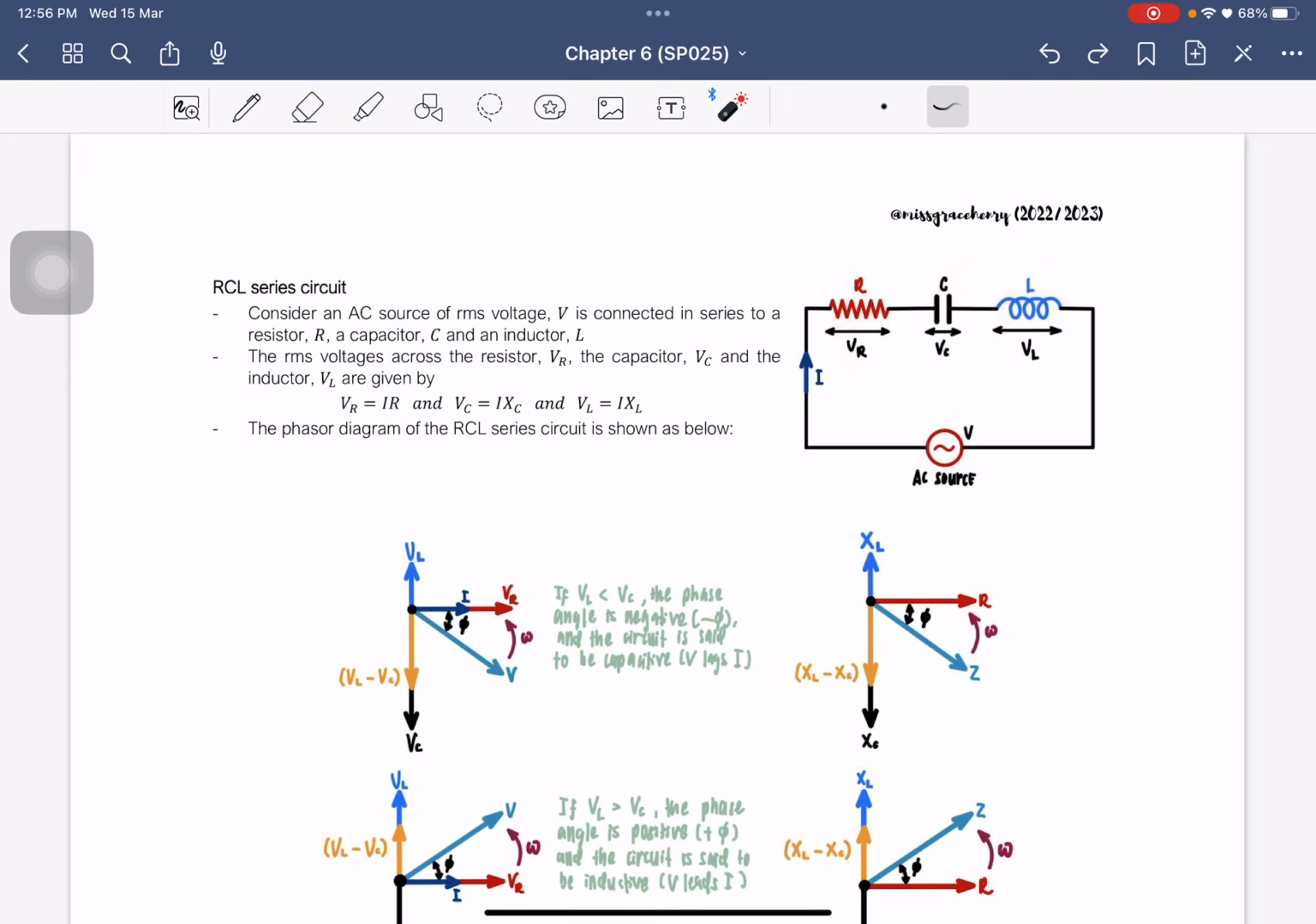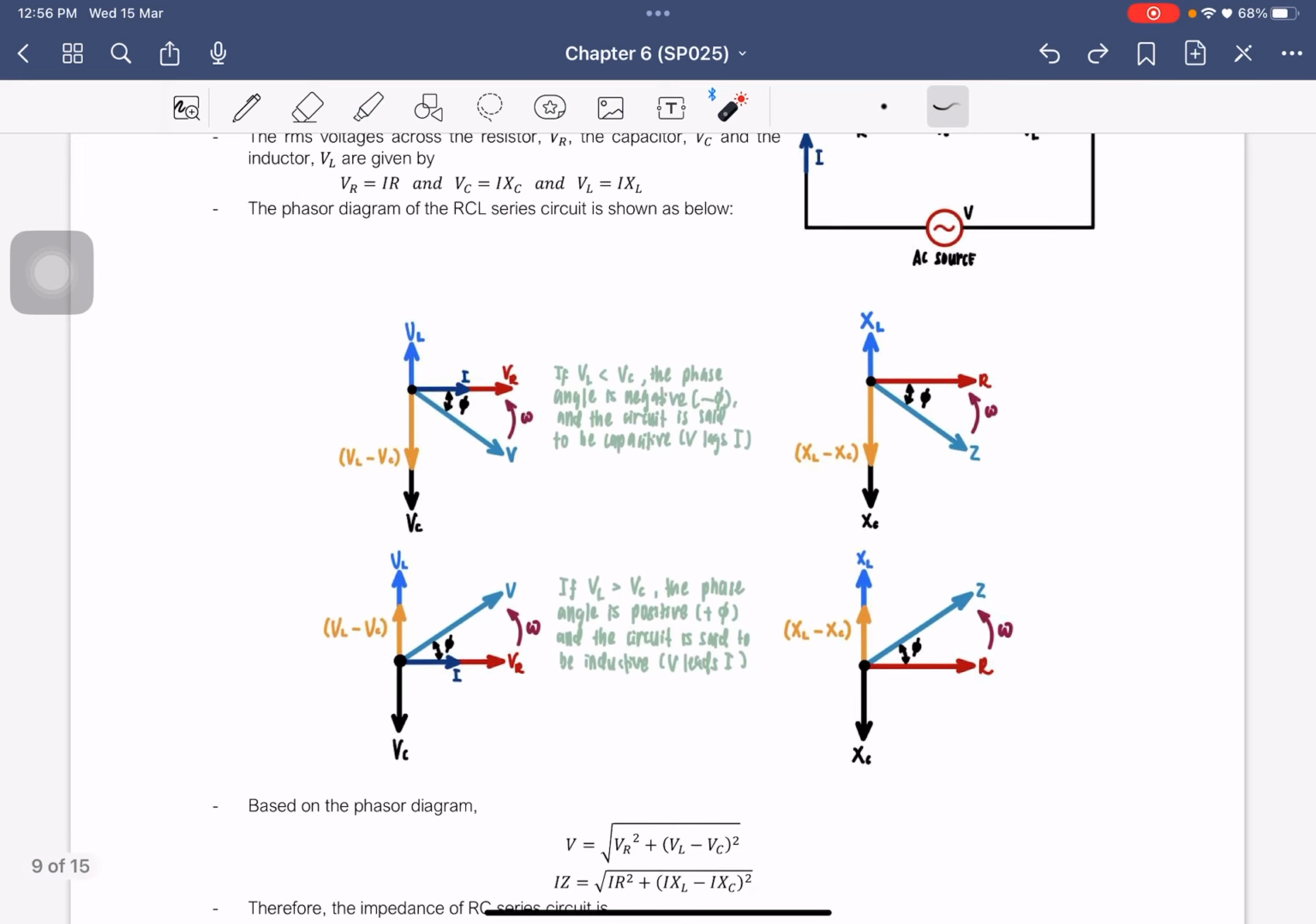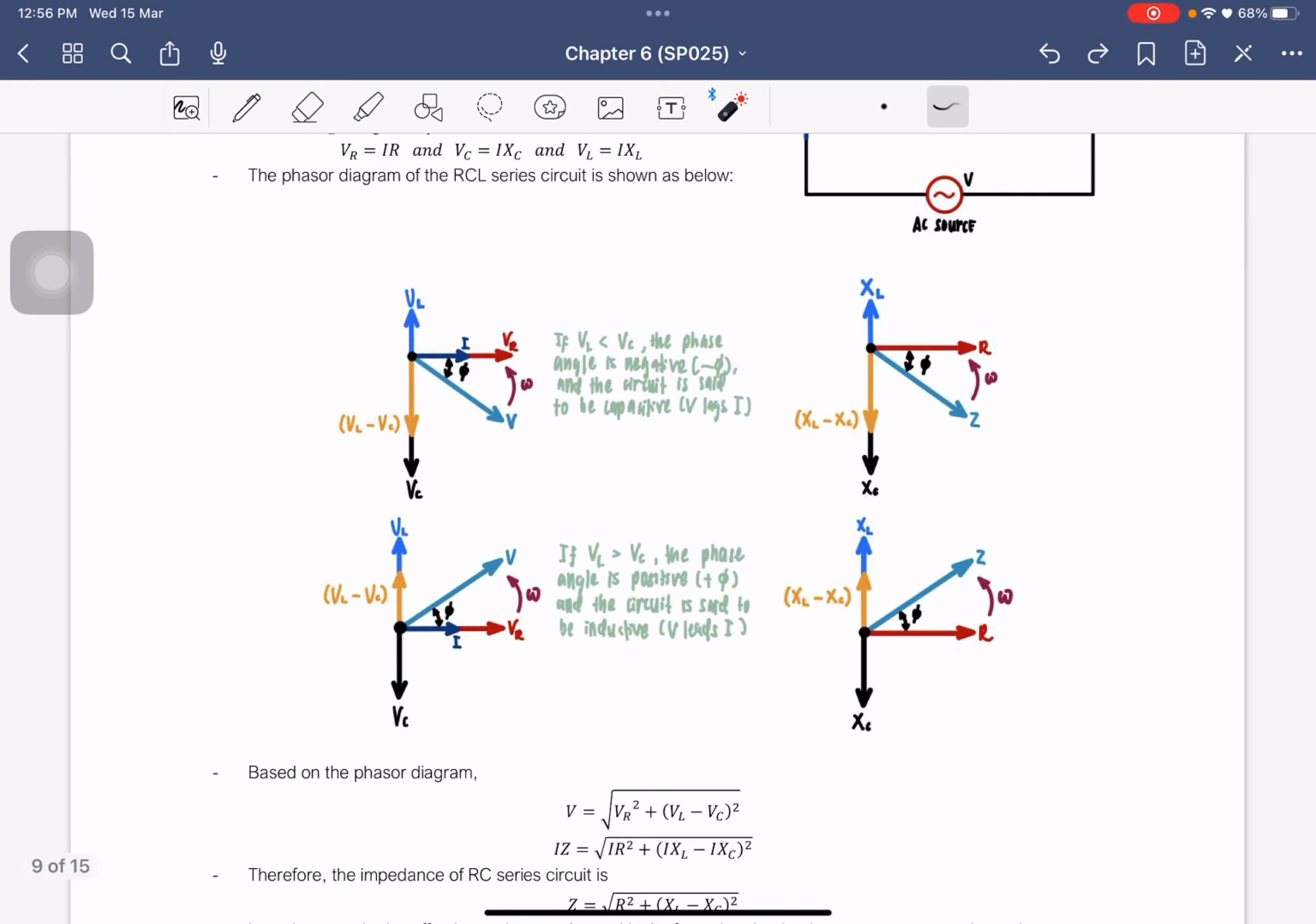Okay, so untuk RCL series circuit pula, these are when resistor, capacitor and inductor are connected in series. Again, the current passing through them are gonna be equal. That's why di sini semua I ni sama lah. Alright, so this is how you calculate the RMS voltage across resistor, capacitor and inductor. Okay, so the phasor diagram ni ada perbezaan sebab it depends whether the inductor punya voltage is greater ataupun less than the capacitor punya voltage.